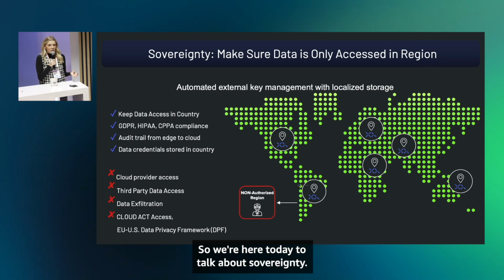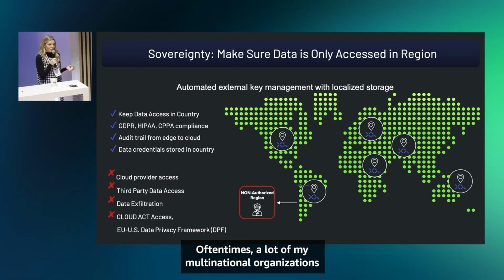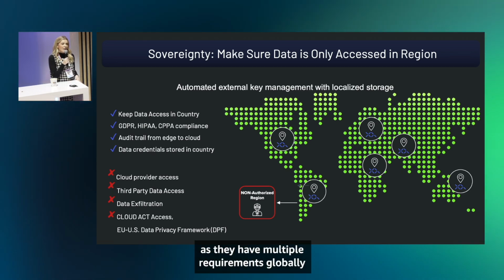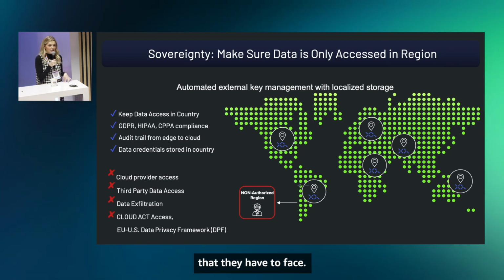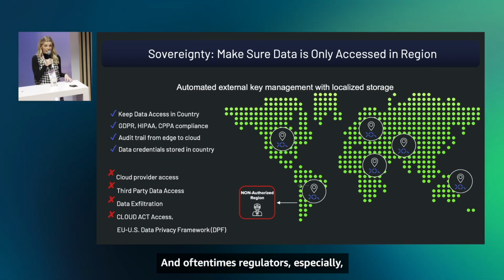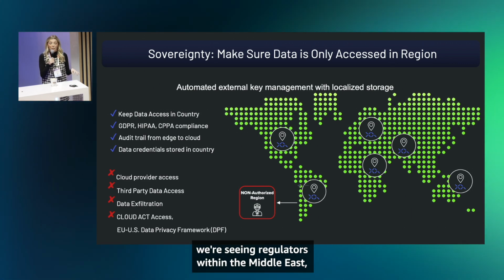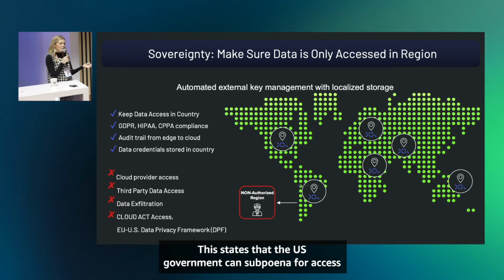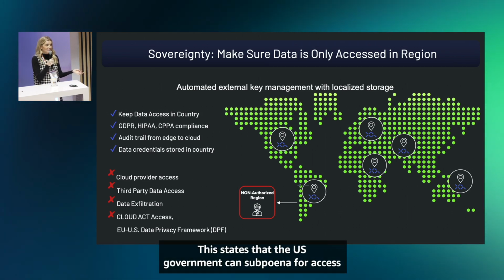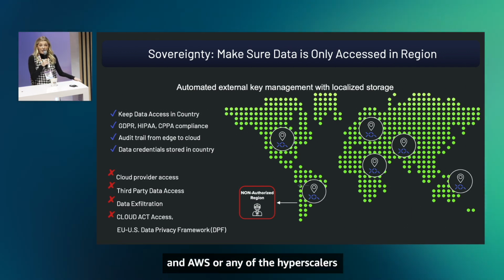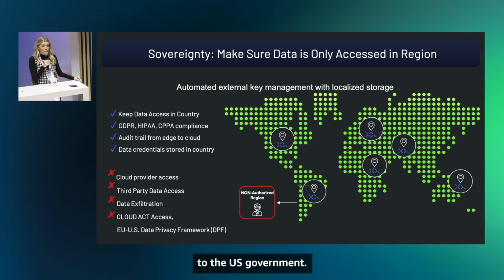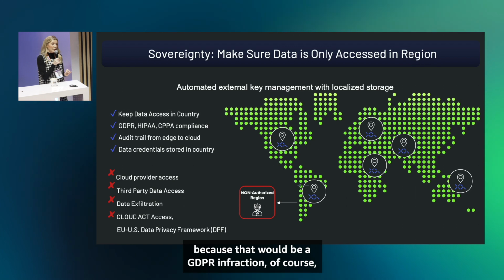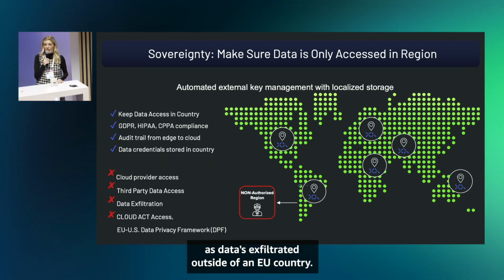So we're here today to talk about sovereignty. Oftentimes, a lot of the multinational organizations that we work with have additional concerns with respect to sovereignty, as they have multiple requirements globally that they have to face. Oftentimes regulators, especially within the Middle East as well as Europe, are concerned about the US Cloud and Patriot Act. This states that the US government can subpoena for access to EU entity data, and AWS or any of the hyperscalers would have to provide that data to the US government. This is a big concern of European entities because that would be a GDPR infraction, of course, as data is exfiltrated outside of an EU country.